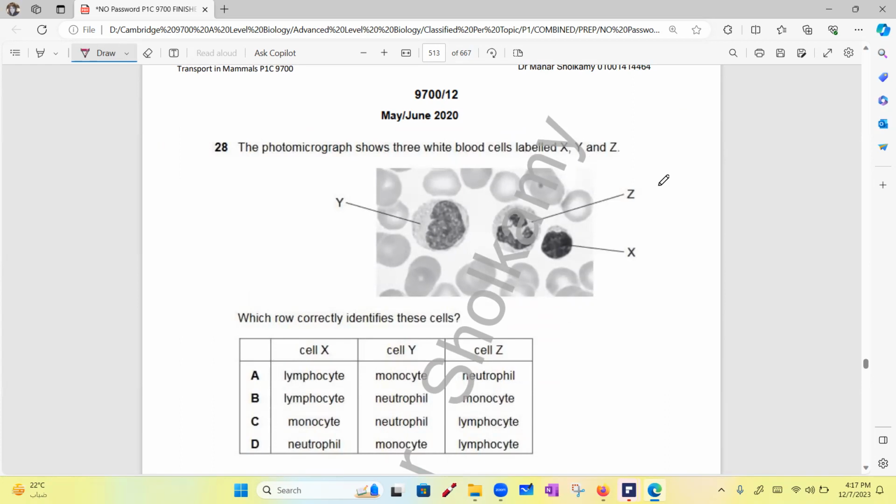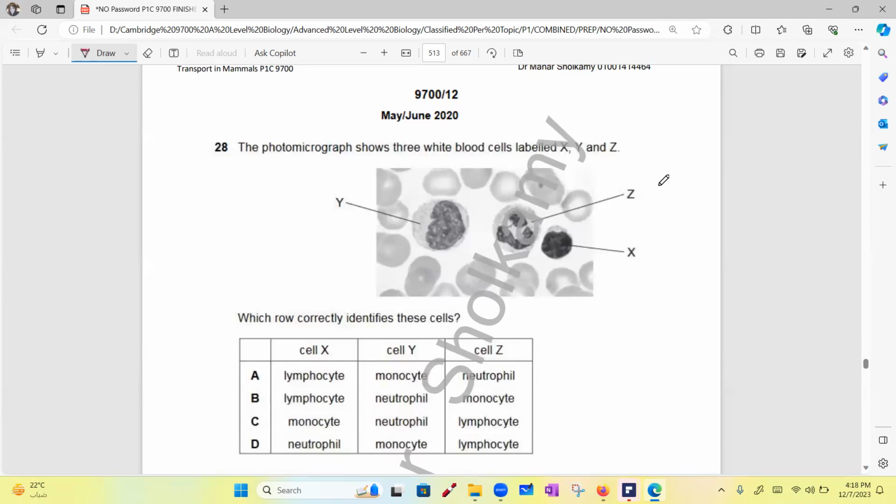Which cell is round and has a large central nucleus that completely occupies the cell? What is X? The lymphocyte. Yes, correct. X is the lymphocyte. So this means that C and D will be wrong. A or B, the answer is B.